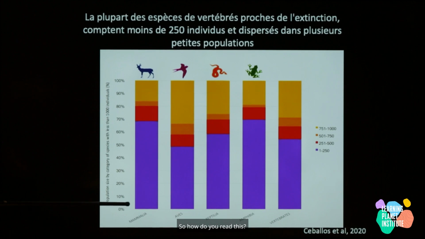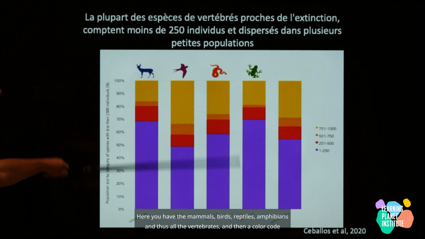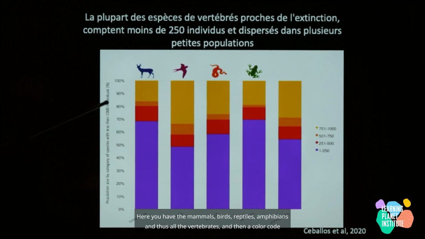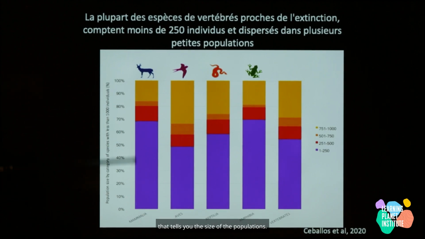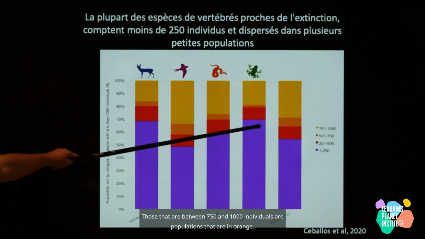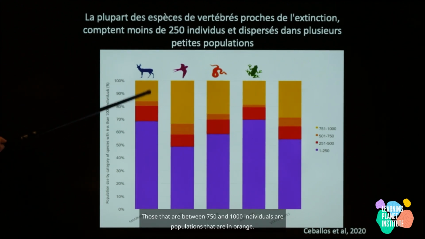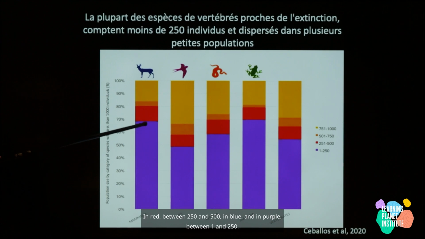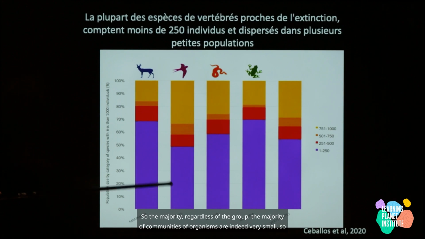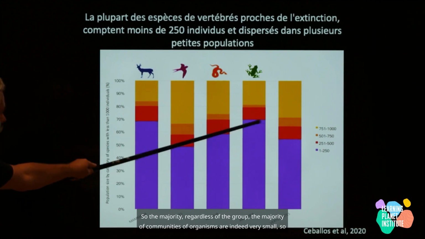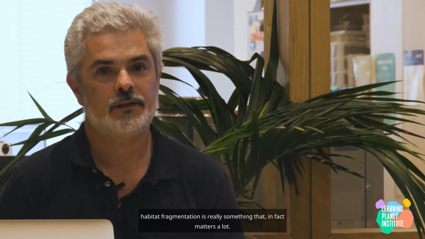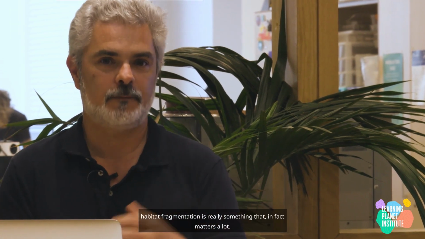How do you read this? Here you have the mammals, birds, reptiles, amphibians, and the vertebrates, and that tells you the size of the populations. Those that are between 750 and 1,000 individuals are in orange, in red between 250 and 500, in blue and in purple between 1 and 250. So the majority, regardless of the group, of communities of organisms are indeed very small. So habitat fragmentation is really something that matters a lot.